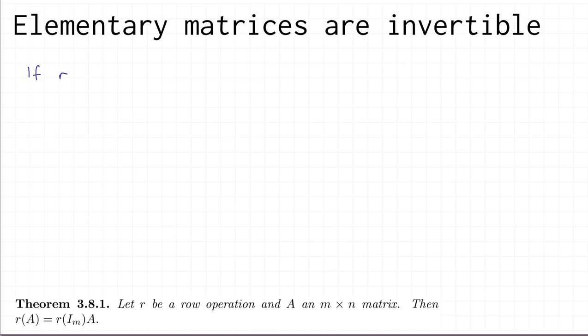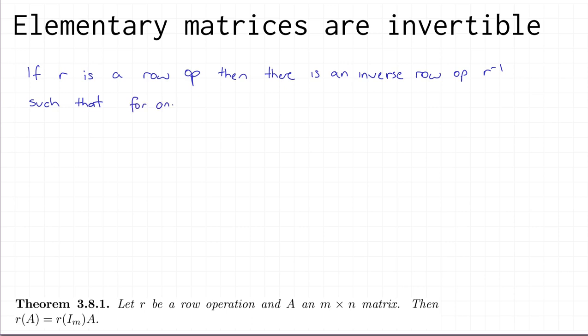So if R is a row operation, row op for short, then there is an inverse row operation. Remember, we saw a table telling you for each row operation what its inverse was in the previous video. And the meaning of inverse here was that for any matrix A, R of R inverse of A, and of course R inverse of R of A, was just A again. So you got back to where you started if you did the row op and then the inverse row op.